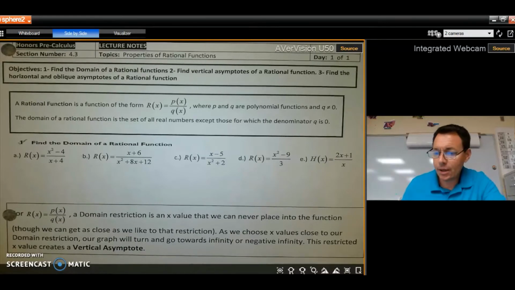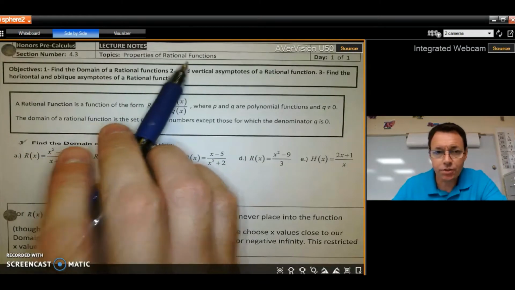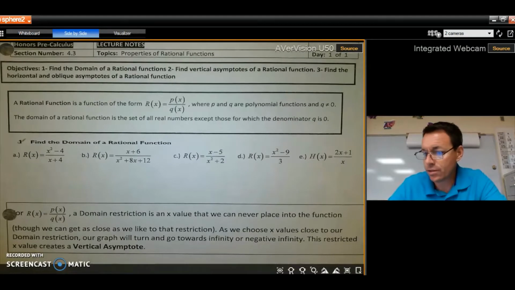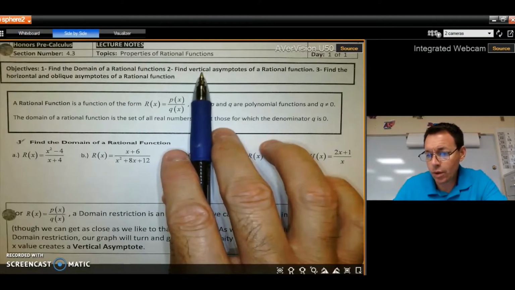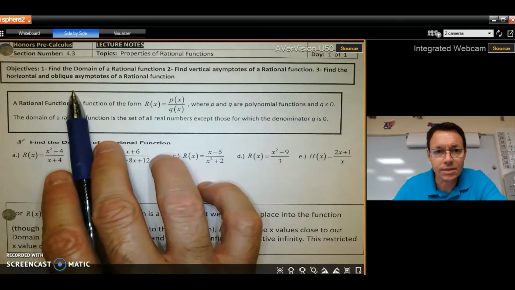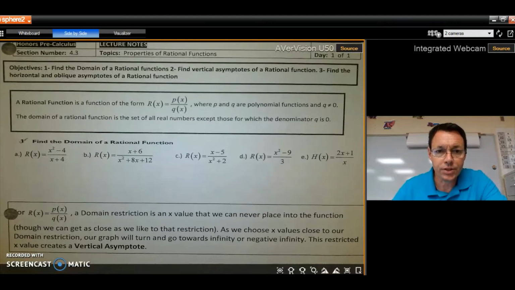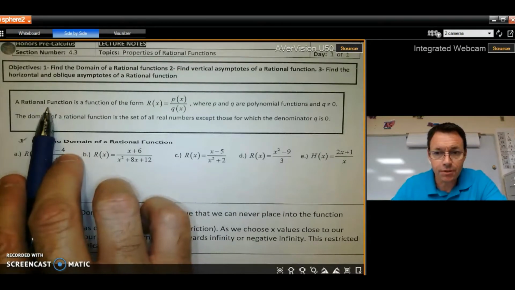Hey guys, today we're going to talk about section 4.3, which deals with rational functions. I'll be explaining what rational functions are in a second. And then we're also going to find what are called vertical asymptotes and either horizontal or oblique asymptotes of a rational function. First off, rational comes from the word ratio, which means a fraction.